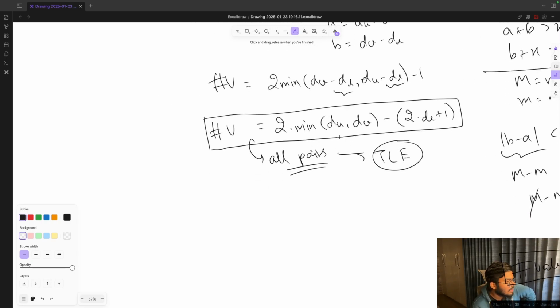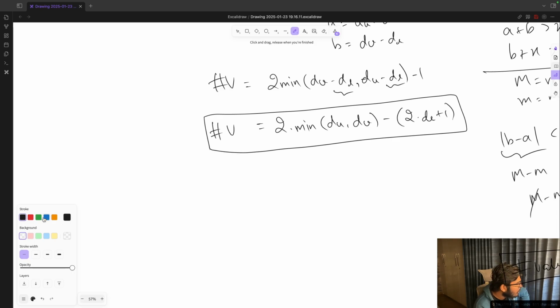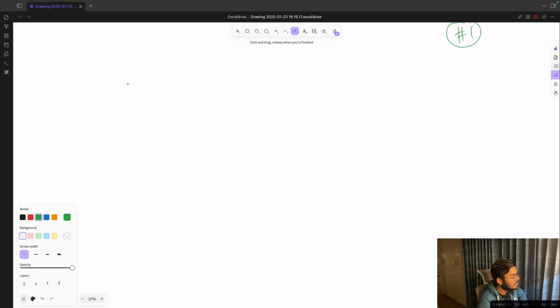Okay, so what we can do is we can try calculating this part separately. First of all we will try to calculate this part separately, and then we will try to calculate this part. Okay, so let's say this is hashtag 1 and this is hashtag 2. Let's try to study hashtag 1.